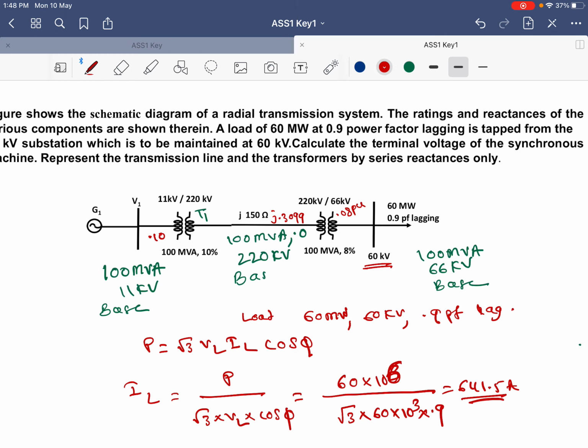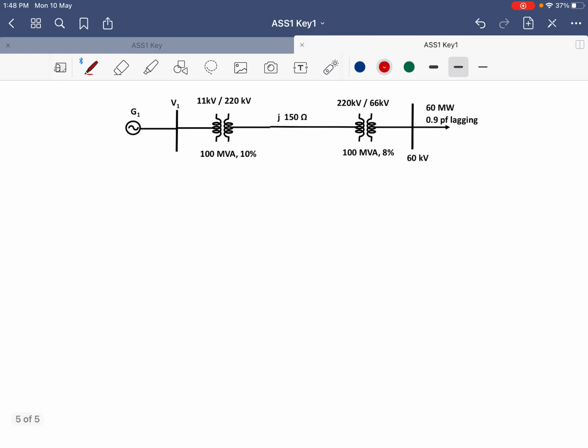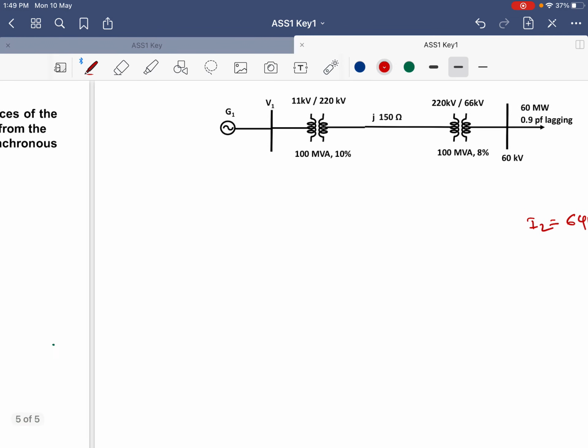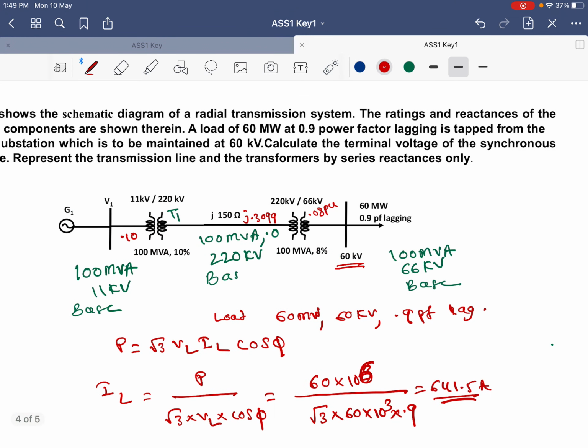I will write this on the next page. My IL will be 641.5 amperes, the load current. Okay, I'll come back to the same page here. Then I want exactly what the load is here. I just want to calculate it.